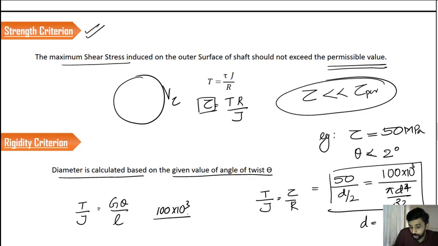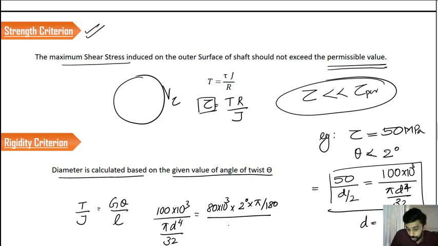100 into 10 cube is the torsion value that is given in the question. J is nothing but pi D raised to 4 by 32, and G is 80 gigapascal, so 80 into 10 cube, into theta, which is given as 2 degrees, so 2 into pi by 180. We have to convert it into radians, divided by L.